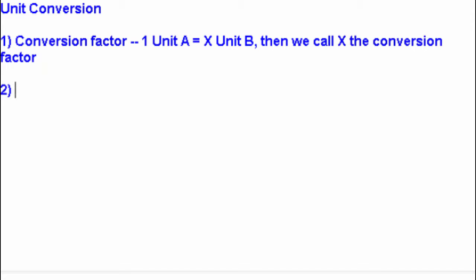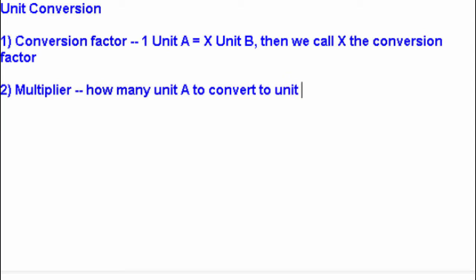The next key thing to figure out is what I call a multiplier. What this is, basically, is how many units A do you want to convert to unit B? So we can denote this as y. With both x and y figured out, you'll be able to do unit conversion.